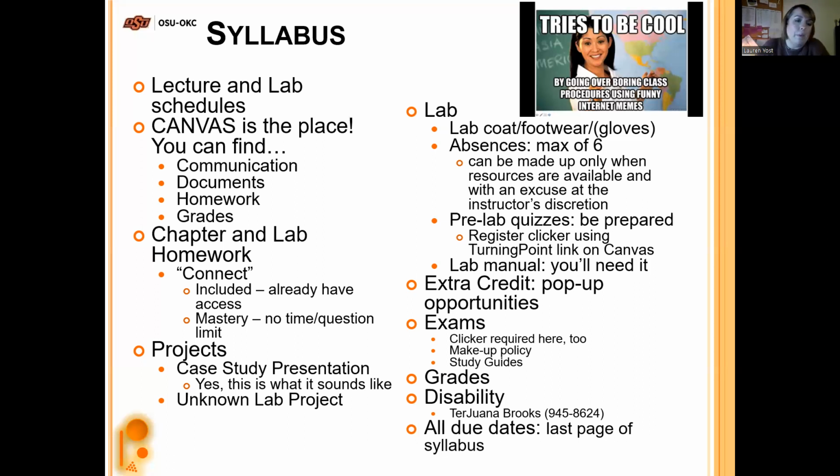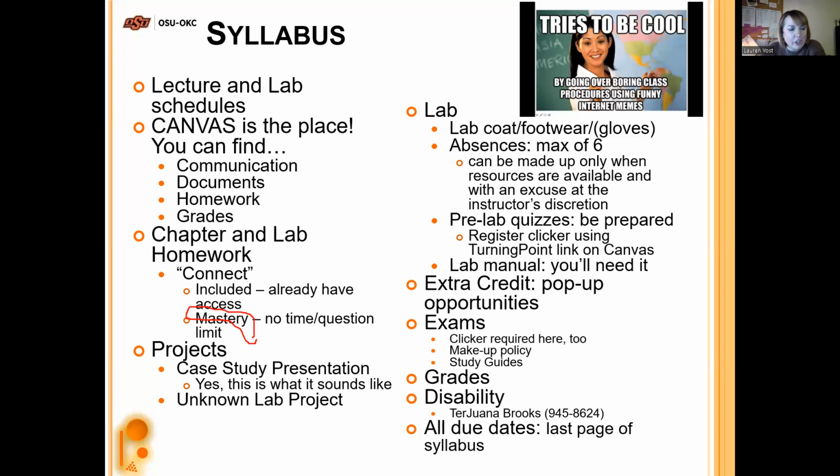And no time limit on those. They're going to be, like it says on there, mastery essentially. So you can do it as many times as you need to get 100% while it's open. It doesn't stay open the whole semester. It has a due date.